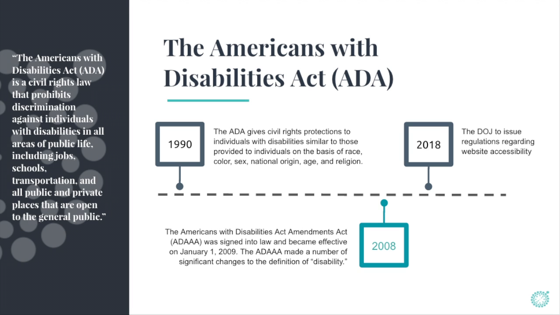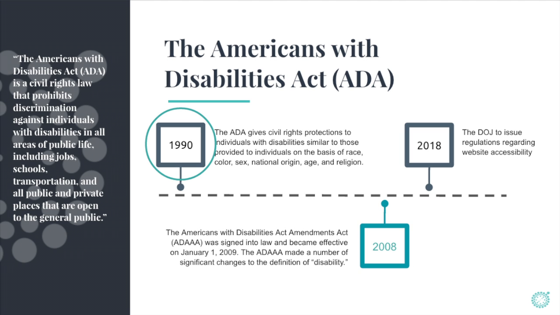Signed into law in 1990, the Americans with Disabilities Act, ADA, gives civil rights protections to individuals with disabilities, similar to those provided to individuals on the basis of race, color, sex, national origin, age, and religion. Importantly, it's a civil rights law. It guarantees equal opportunity for individuals with disabilities in public accommodations, employment, transportation, state and local government services, and telecommunications.